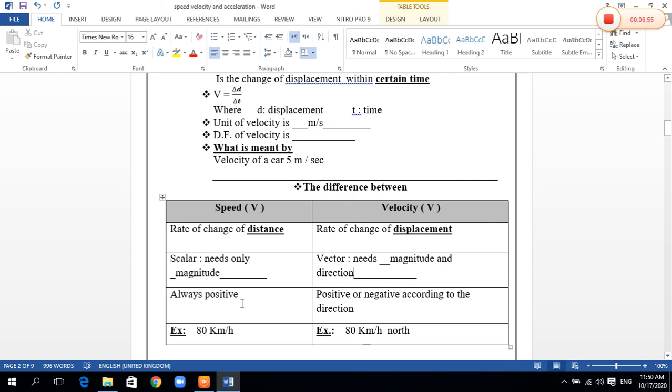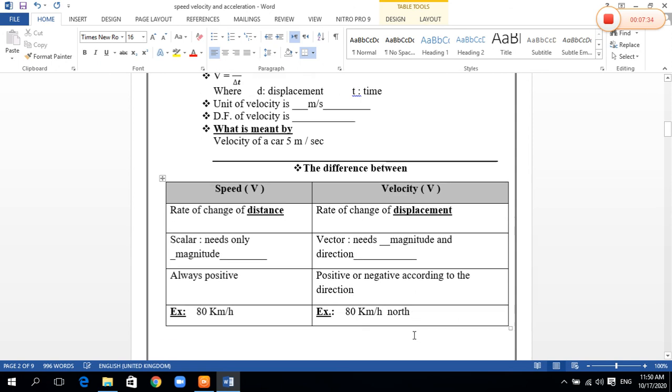The speed is always positive. Velocity can be positive or negative according to the direction. If you have a moving body in a direction, the magnitude will be positive. And when we say that this object moved in the opposite direction, this means the velocity will be with a negative sign. For example, a car moves with speed 80 km per hour. When we say a car moves with velocity 80 km per hour, we have to put a direction, north direction, for example. Okay, great.